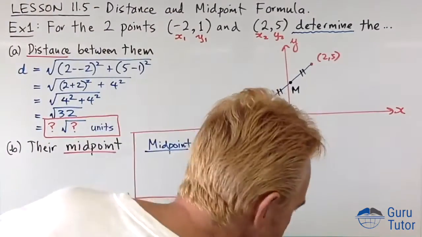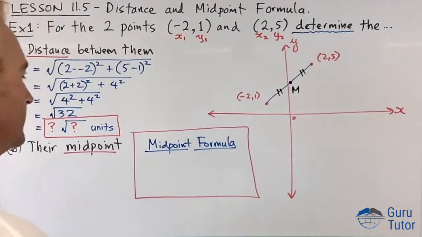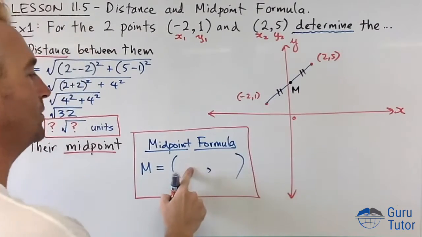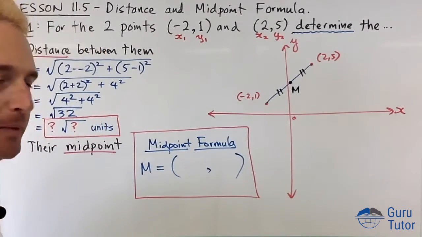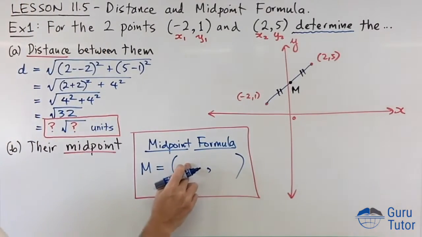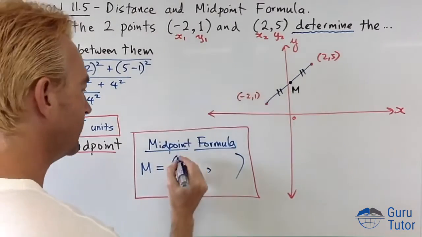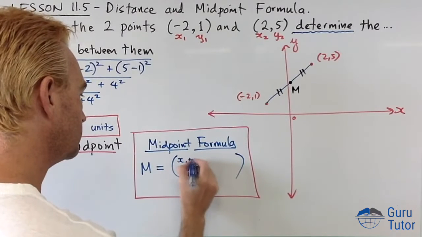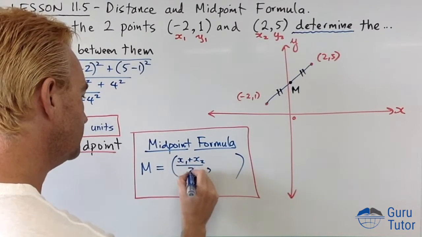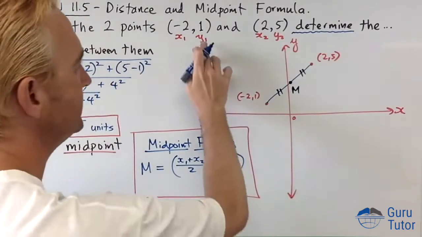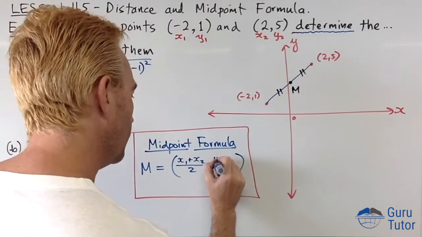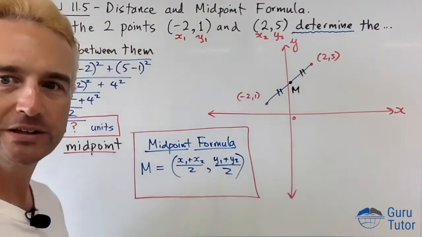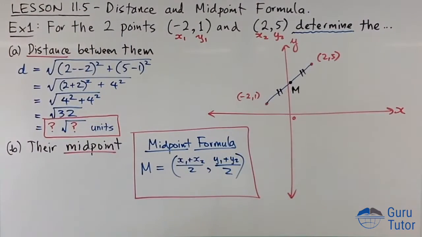So how do we find out what this missing point is? This is it. M equals, and I'm going to give a point, right? An x coordinate and a y coordinate. This is really easy to remember. The x coordinate is just the average of the two x values. How do you find an average? You add and you divide by 2. x1 plus x2 over 2. And what about the y's? You take the average of the y's. y1 plus y2 over 2. That's pretty easy to remember, isn't it? Okay, so that is the midpoint formula.